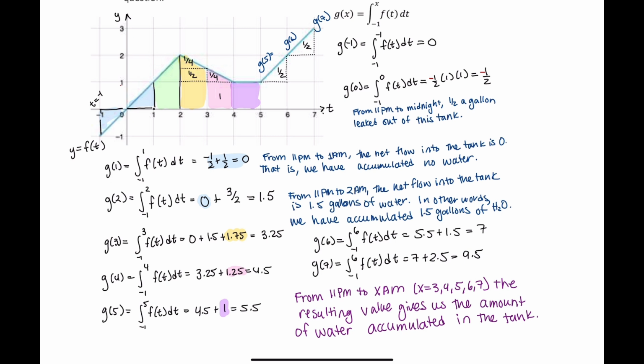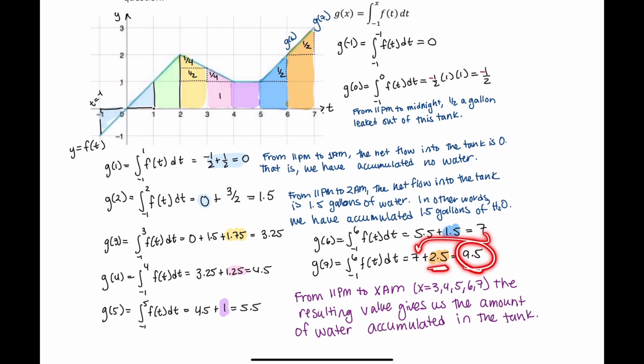Okay, let's keep going. What about G of 6 here? For G of 6, this total deep blue area here is 1.5. So we're going to take our previous value of 5.5 and add 1.5 to it to get 7. So 7 gallons of water have accumulated from 11 p.m. to 6 a.m. And now this last one here. This orangish area is 2.5 units. So we take our previous value of 7 and add 2.5 to get 9.5.